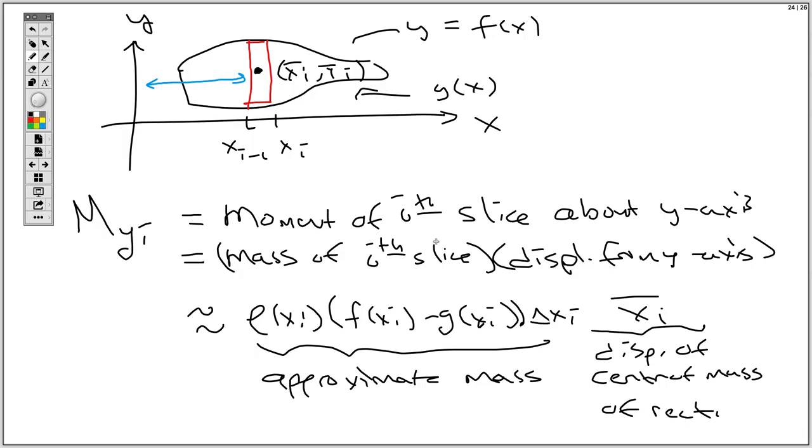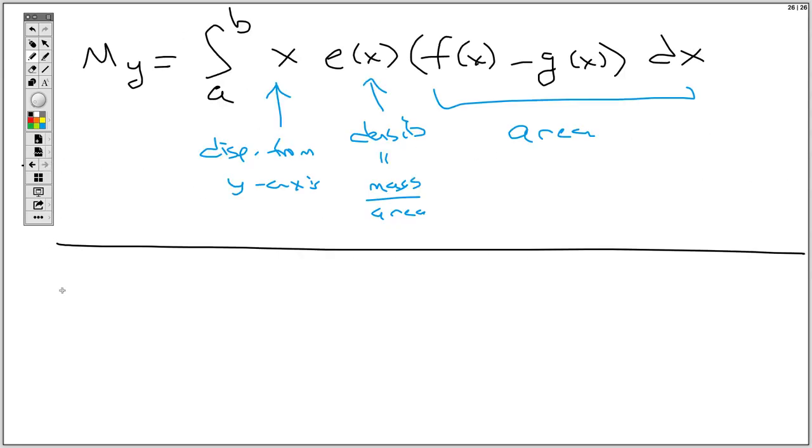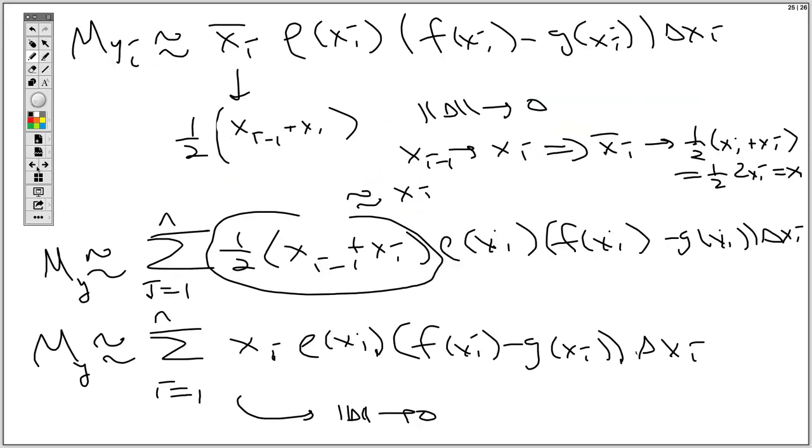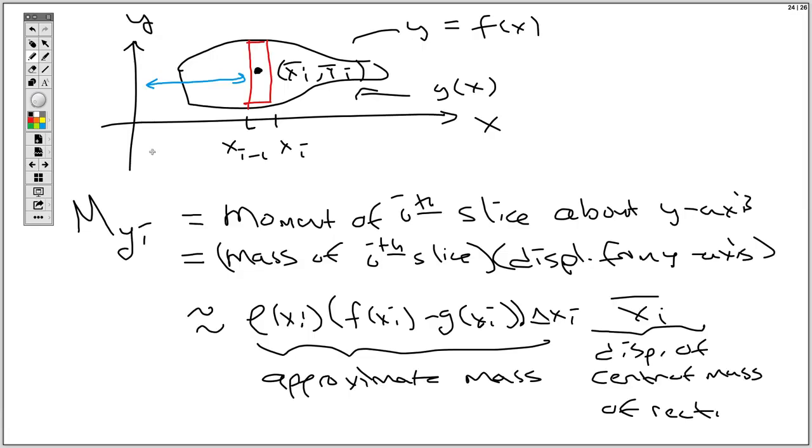Now you do the same thing for the moment about the x-axis. What's going to be the same? What's going to be different? Well, for the moment about the x-axis, you need the what? Displacement from the x-axis, which is given by the y value of that center of mass. So everything's going to be the same, except instead of having an x sub i bar, we're going to have a y sub i bar.